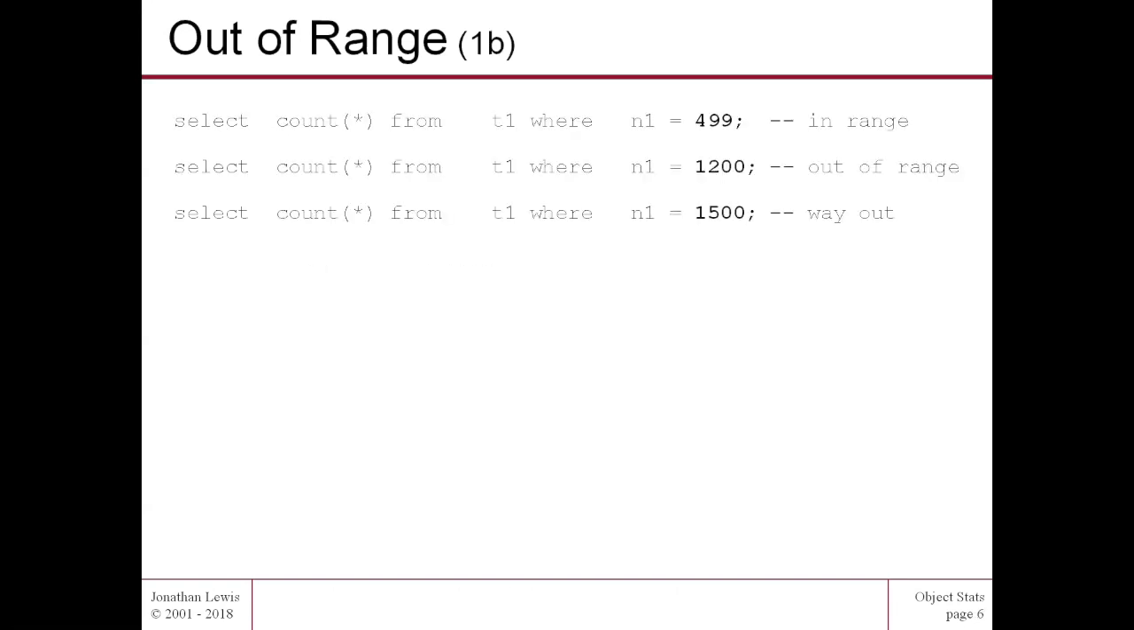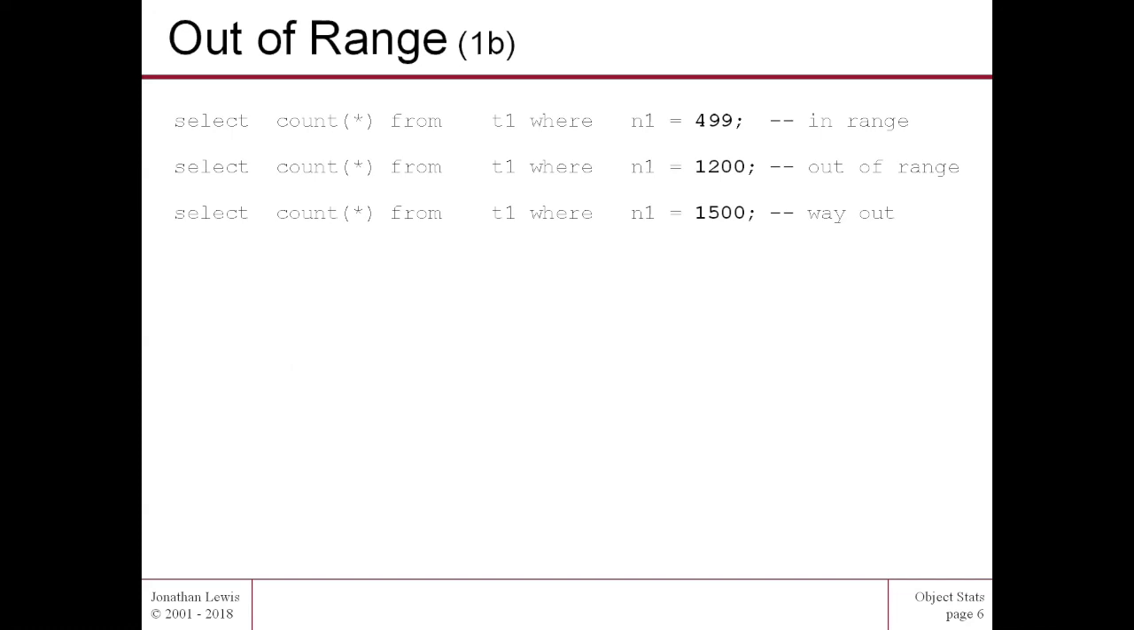So first I'll run a query which says select where n1 is 499. That's right in the middle of my range. Then I'll do a select where n1 is a bit bigger than the high value that the optimizer knows about, and then select where n1 is a lot bigger than the value that Oracle knows about. And I'll show you the execution plans, showing you particularly the cardinality estimates.